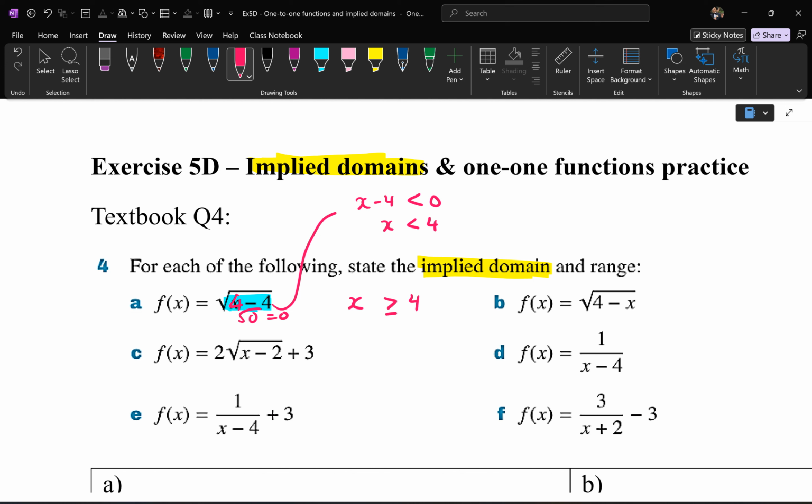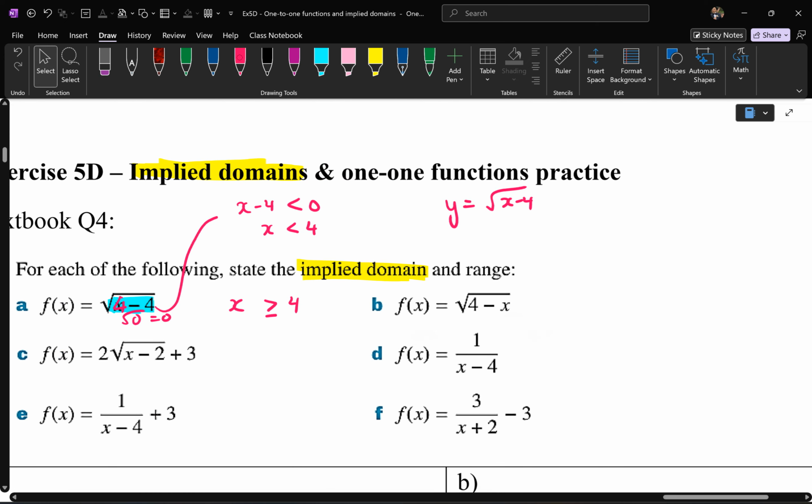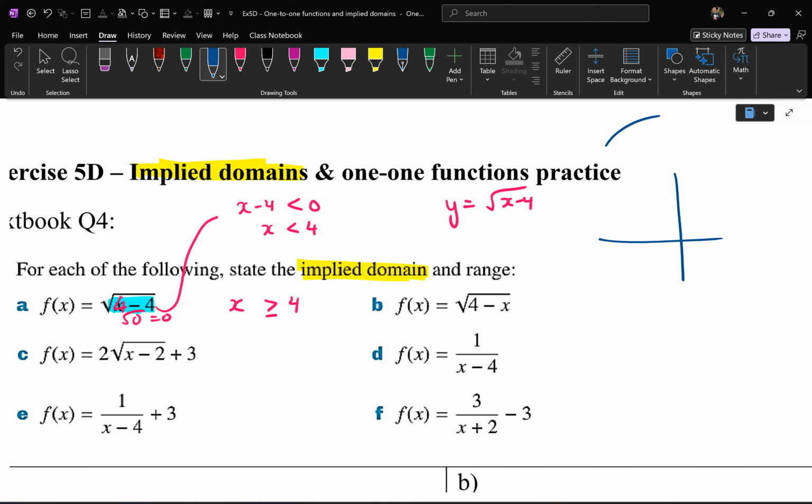Does that make sense? Another way to know it is to visualize it. If you visualize y equals root of x minus 4, go back to chapter 4 now. Hopefully you know how to read left and right. This is a square root function, so we know that usually it looks like this. What's the x minus 4 tell me? Left or right. So in this case, what does it tell me?